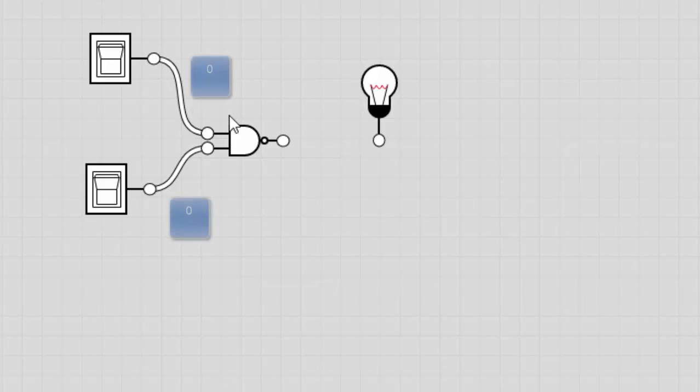So if A is 0 and B is 0, it goes to the AND gate. What is the value of A and B when both of them are 0? It gives us a value of 0. But then that 0 hits this inverter, changing the 0 to a 1, and that's why it lights up. Now what about if A is on and B isn't? It also lights up. Why? Because A is 1, B is 0, going through an AND gate gives us the value of 0, but then that value is inverted.